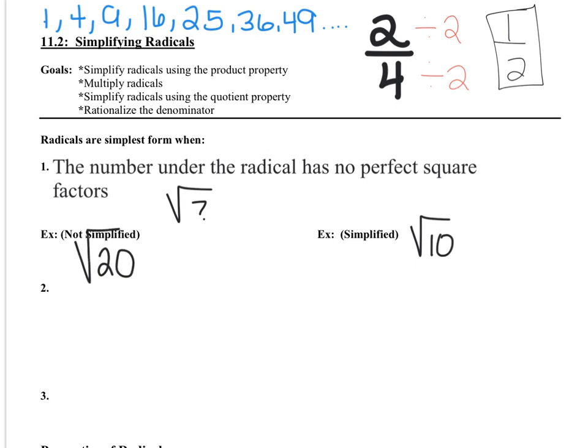So the first few examples that we're going to do, we're going to try to simplify just based on this fact. So we're going to figure out how you would simplify the square root of 20. Later on, we're going to learn 2 more criteria that need to happen in order for radicals to be simplified, but we're going to do that later.